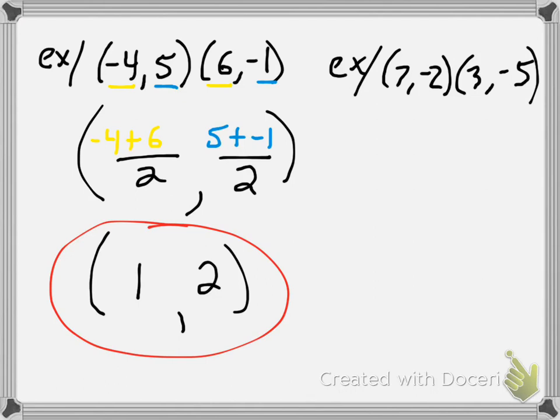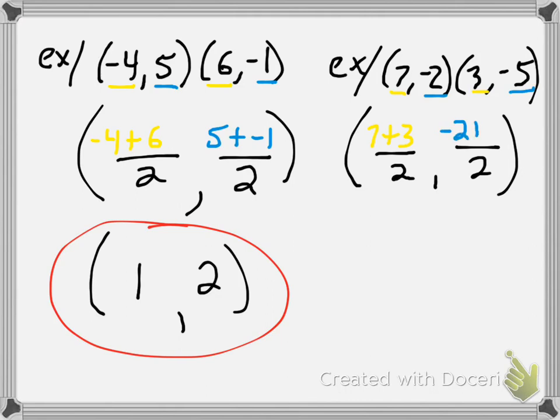Alright, so let's try our second one here. So again, we're going to be adding our 2 x's and dividing by 2. We're going to be adding our 2 y values and dividing by 2. I'm going to color code these again. There's my x's, so it'll be 7 plus 3. And I think this is the color I used for my y values. So we're going to get -2 plus -5.